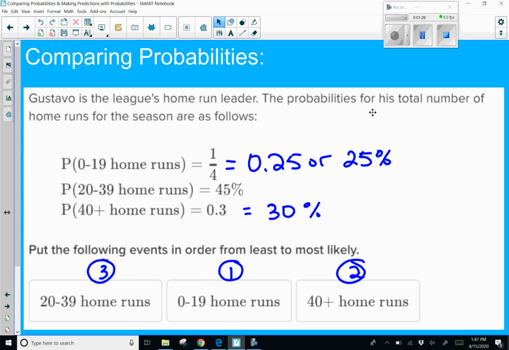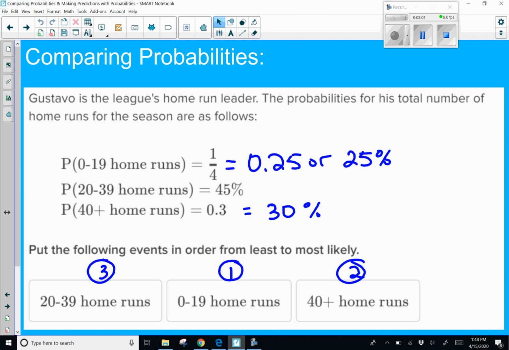Okay, next slide. Gustavo is the league's home run leader. The probabilities for his total number of home runs for the season are as follows. And again, we have the total number of home runs and then the probability of it happening. So for 0 to 19 home runs, you have 1/4, which we should all know is 0.25 or 25%. The probability of 20 to 39 home runs is 45%, which would be 0.45.